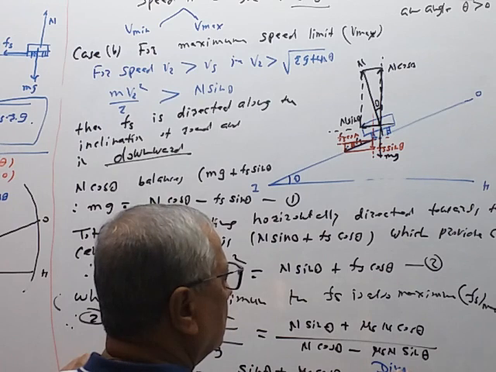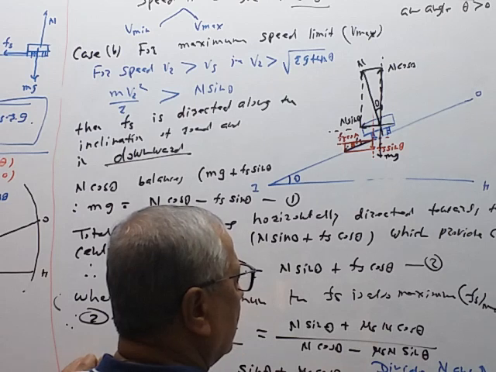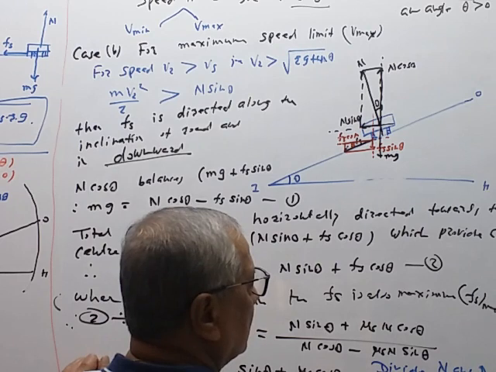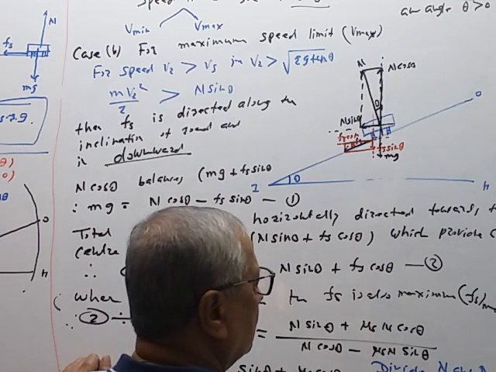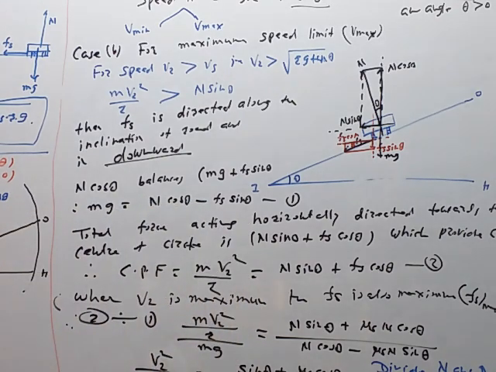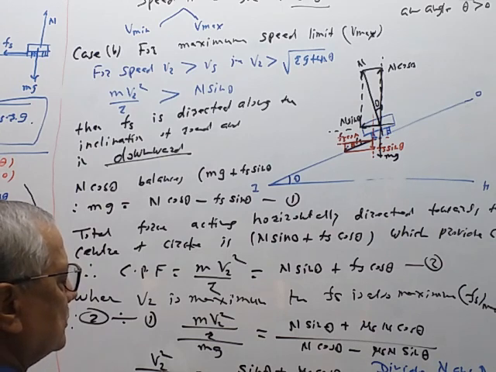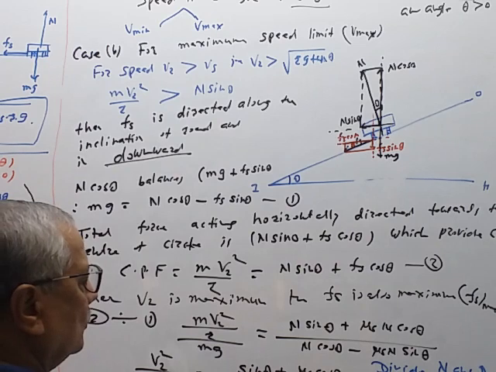Divide numerator and denominator on RHS by cos theta and put v2 is equal to vmax. Therefore vmax square is equal to r into g into bracket sin theta upon cos theta, so it will become tan theta, plus mu s into 1 upon 1 minus mu s into tan theta. So this is equation B.